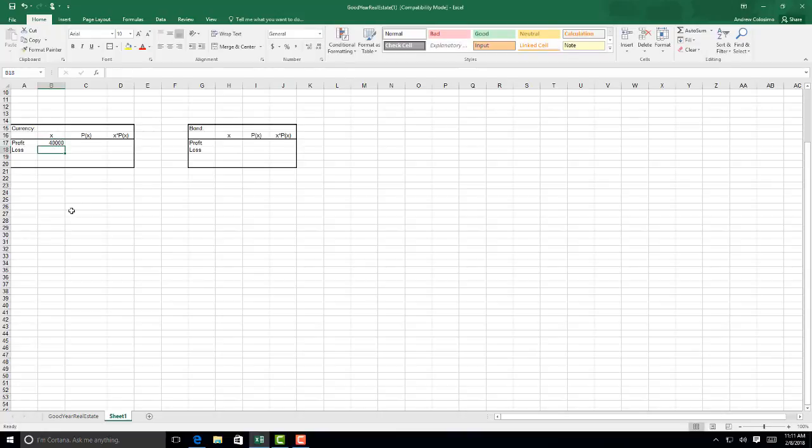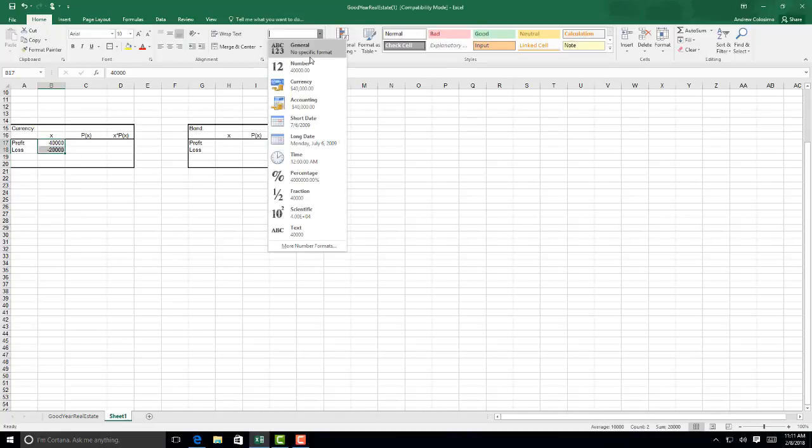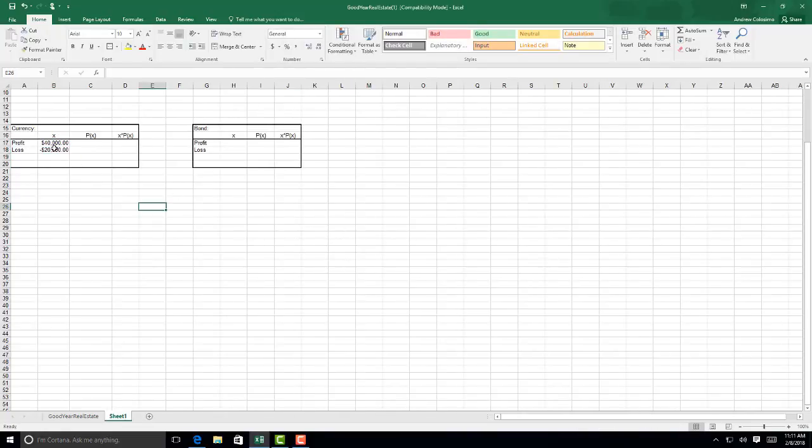Now the loss: if the bank takes the risk and that risk actually falls through, then they're going to lose that $20,000 of investment. So they would actually have a negative $20,000 in investment. So we have a profit and a loss.